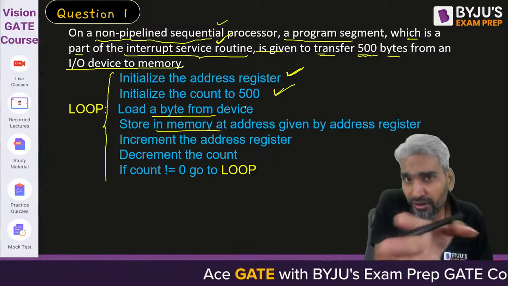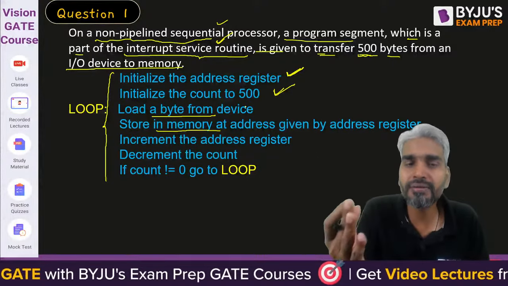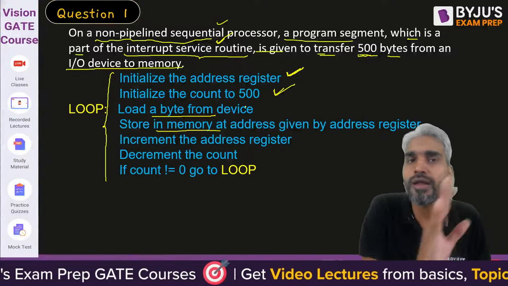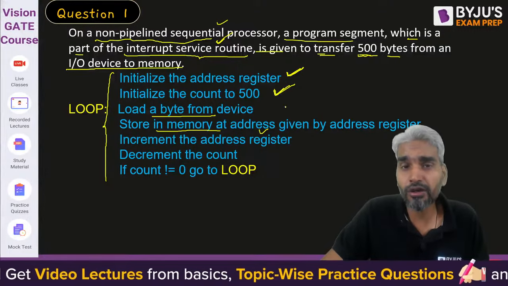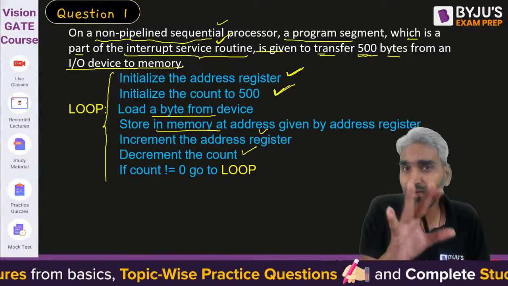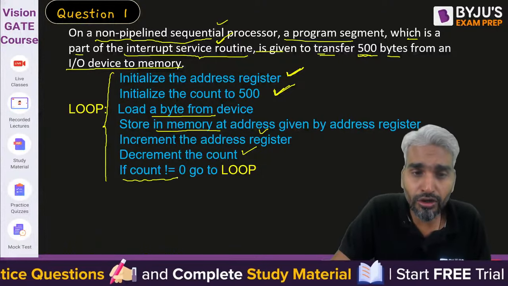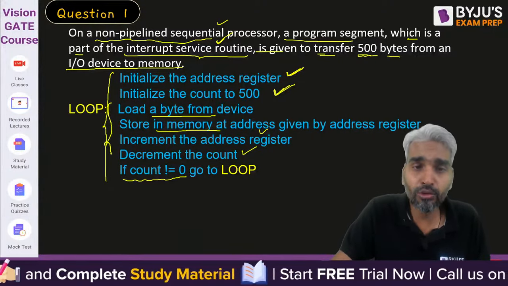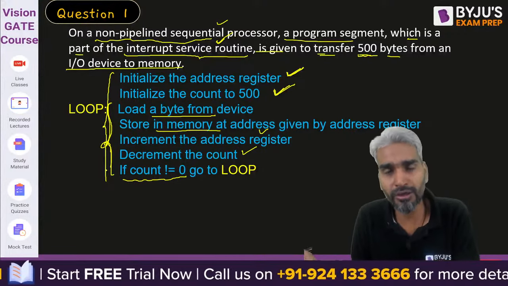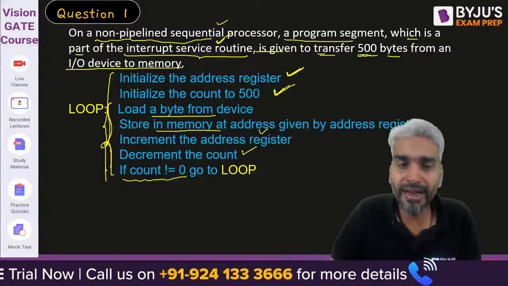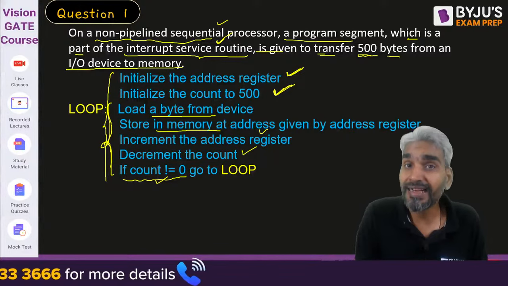Then obviously, if you have transferred 1 byte from the IO device to memory, you will increment the address register so that the next data can be stored at the next location. At the same time, because you have transferred 1 byte, the count value will decrement by 1, so the remaining data to be transferred is only 499 bytes. You keep doing this if count is not equal to 0: load a byte from the device, store it into the memory, until the count value becomes 0. When count becomes 0, you have transferred all 500 bytes from the IO device to memory.